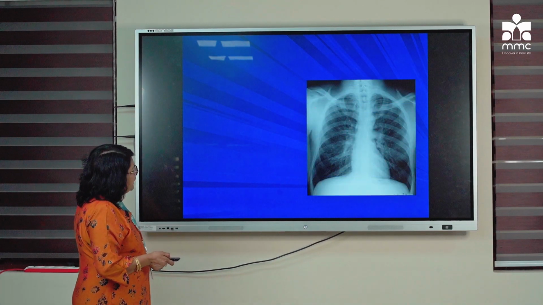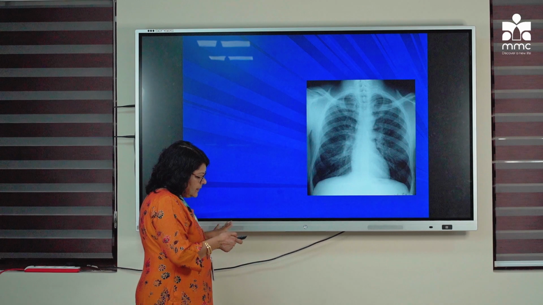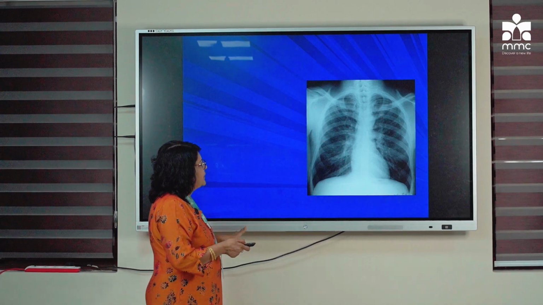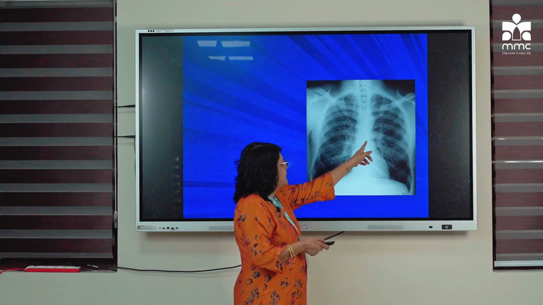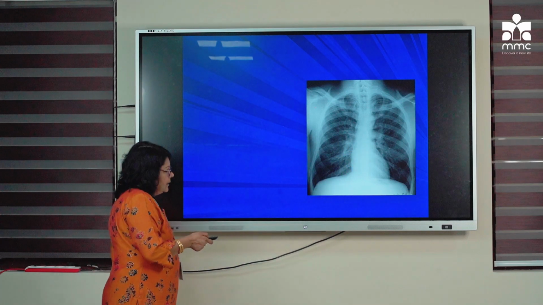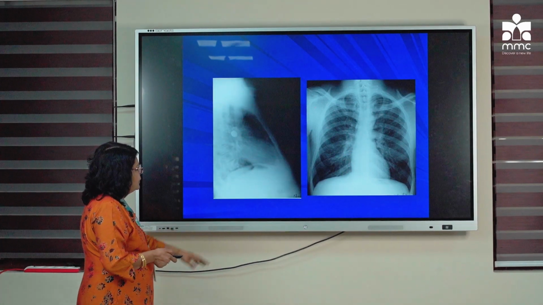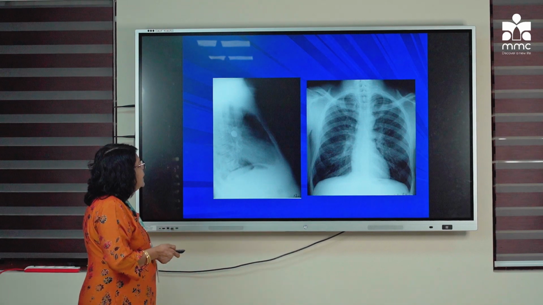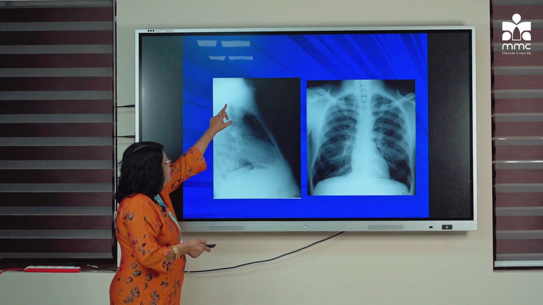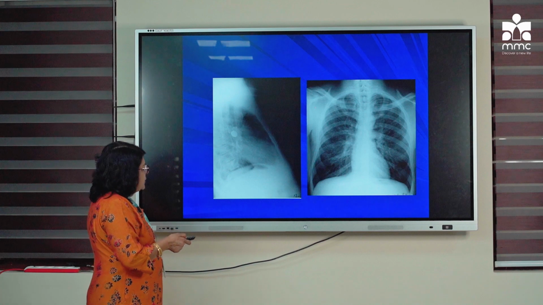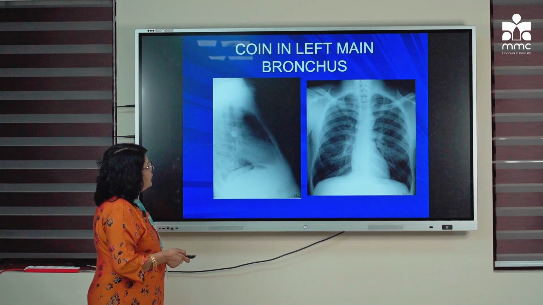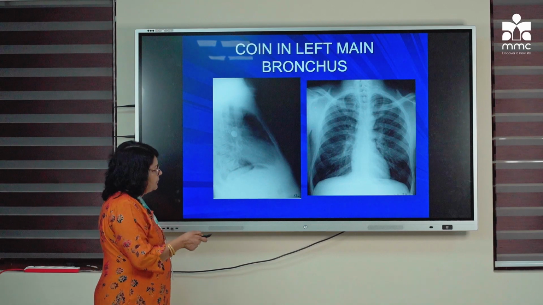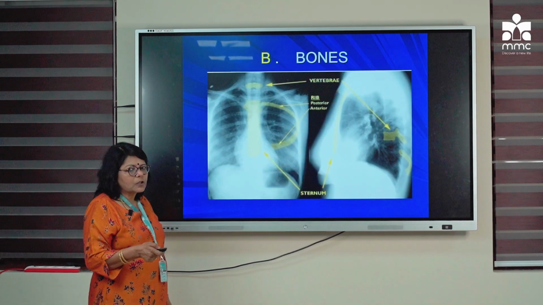Then another pathology, which is a hidden pathology: a patient came with respiratory distress to the department. Look carefully, you can see one radiopaque density which has been diagnosed to be in the left bronchus. So we could not see it properly, so we took the lateral view. We can see a coin in the left bronchus or at the junction of the trachea and the bronchus. So foreign body ingestion of a coin. So that's the importance of the trachea.